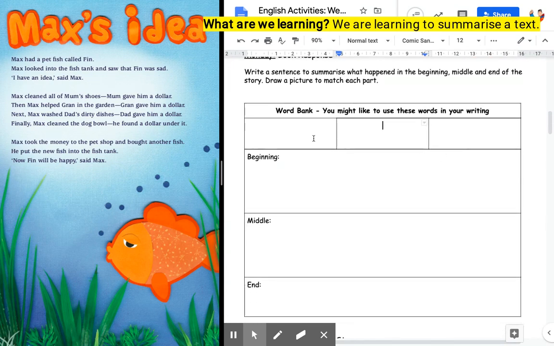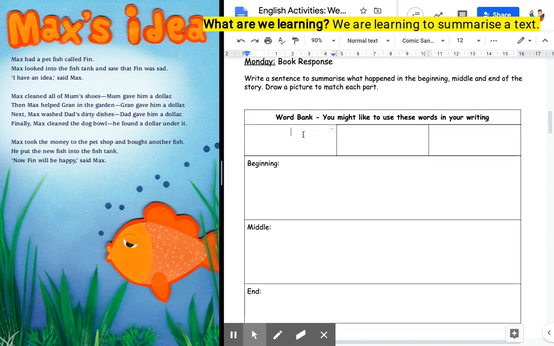So when we summarize, we think about the main parts of the story and what happened in the beginning, the middle, and the end of it. The first thing we need to do is read the story carefully. So let's read that now.